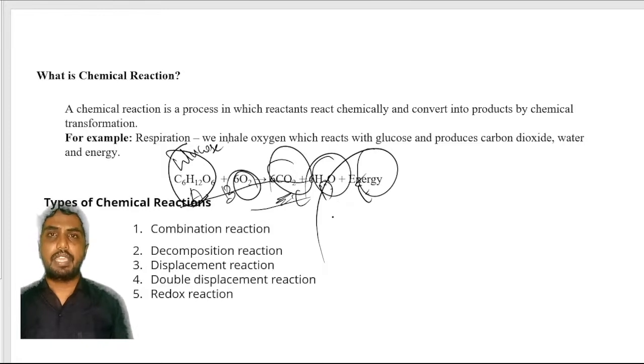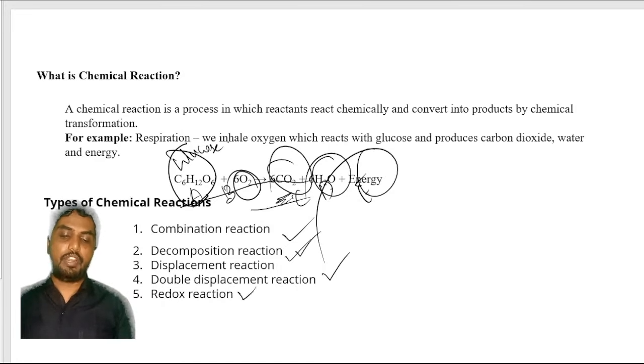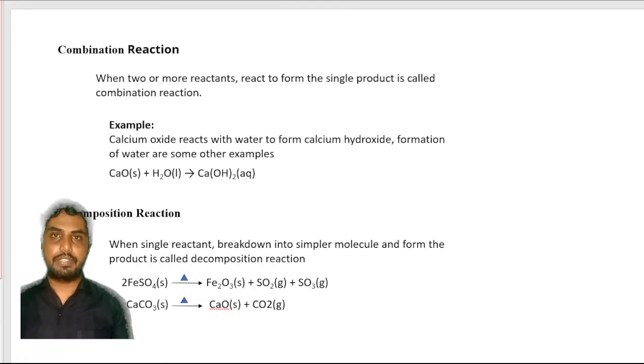Now we will be discussing the types of chemical reactions. The first is combination reaction, the second is decomposition reaction, the third is displacement reaction, the fourth is double displacement reaction, and then redox reaction. We will discuss each and every type of reaction in detail in the upcoming slides.